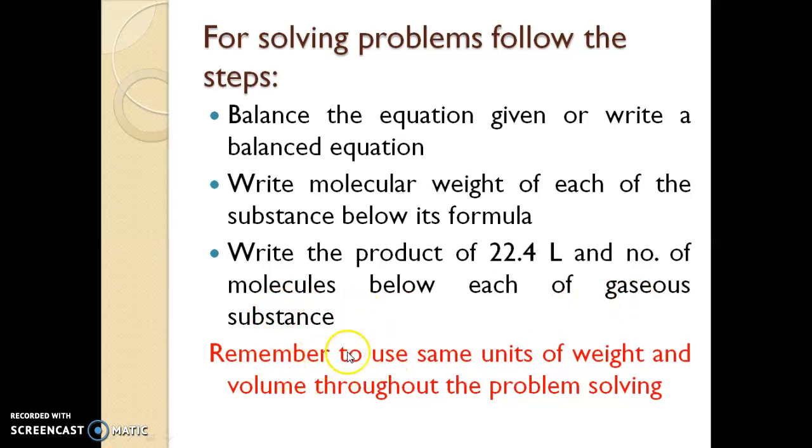Now here you should remember to use the same units of weight. Let's say in case of this gaseous reaction, instead of 22.4 liter, it is given 22.4 dm cube, that is decimeter cube. You have to use decimeter cube only throughout the problem solving.